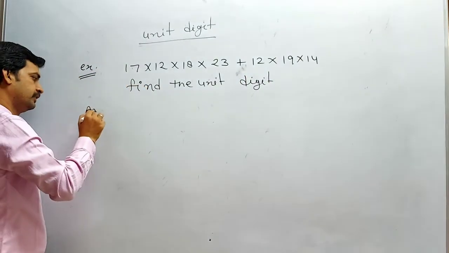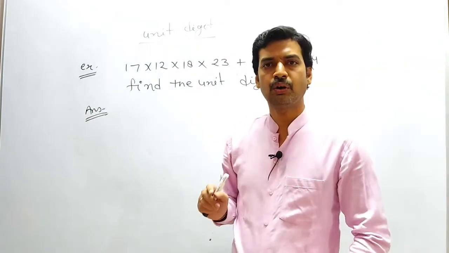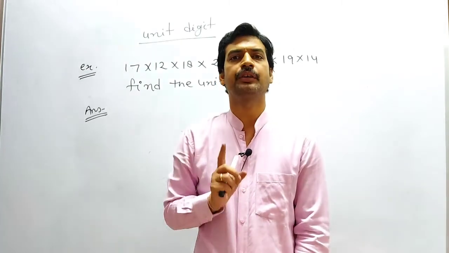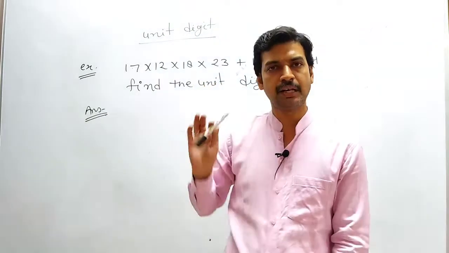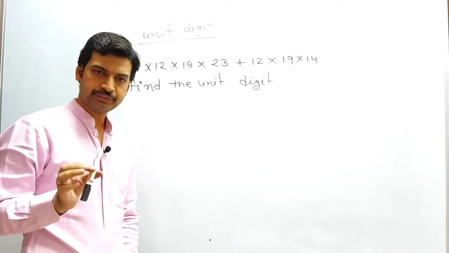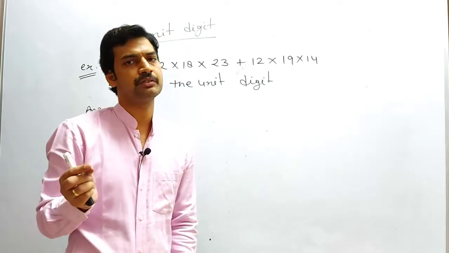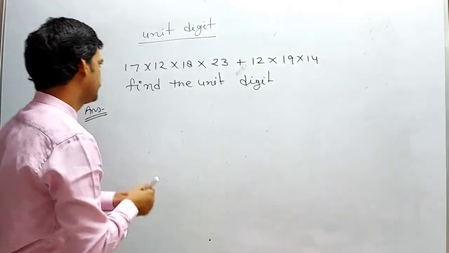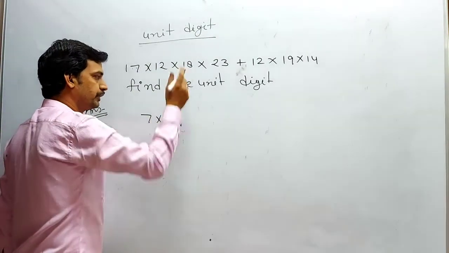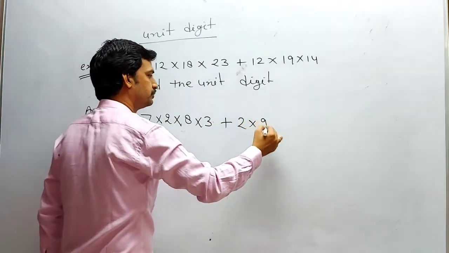Right? So the unit digit method says that you need to do all operations like plus, minus and multiplication. We are not including division. So plus, minus and multiplication, you need to do all operations only on the unit digit, right? If in any process you get a 2-digit number, just use the unit digit of that one and leave the other one. Like the unit digit of this one is 7 into 2 into 8 into 3 plus 2 into 9 into 4.